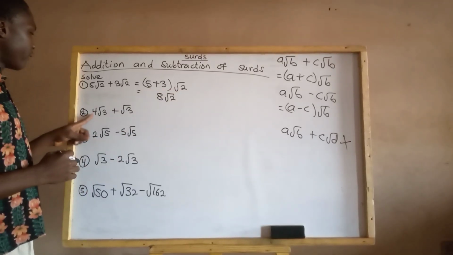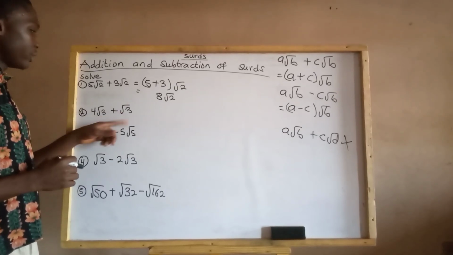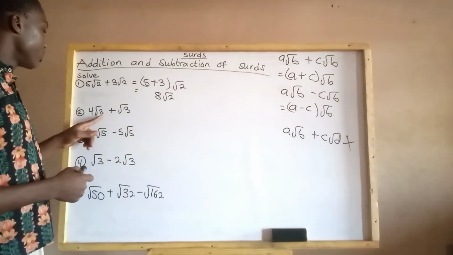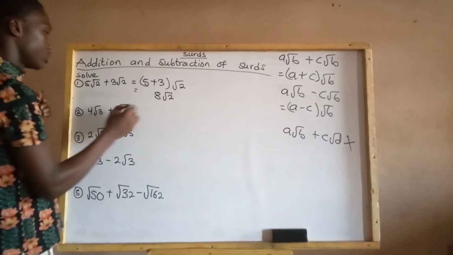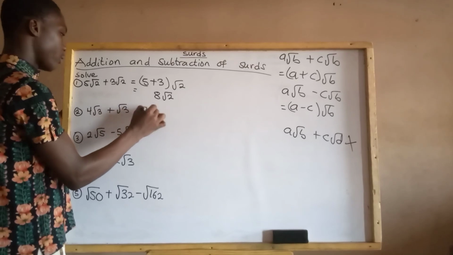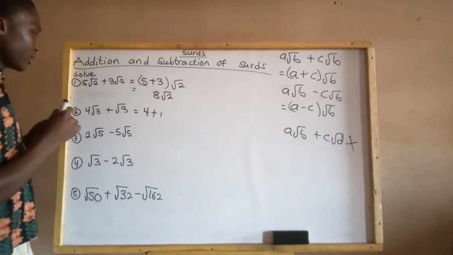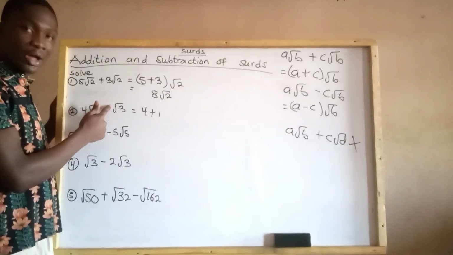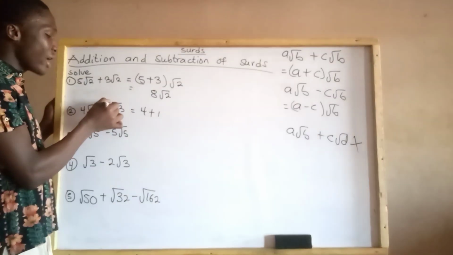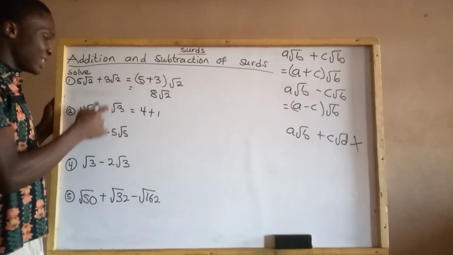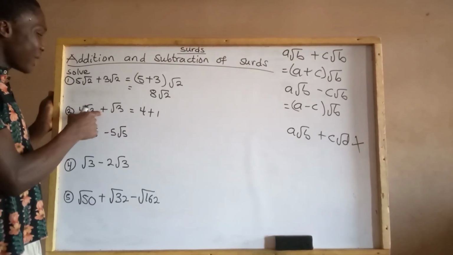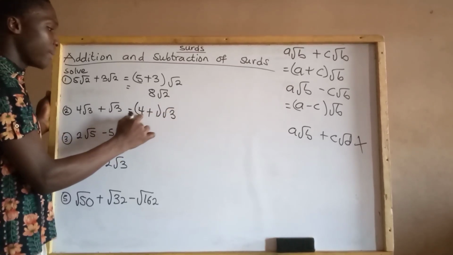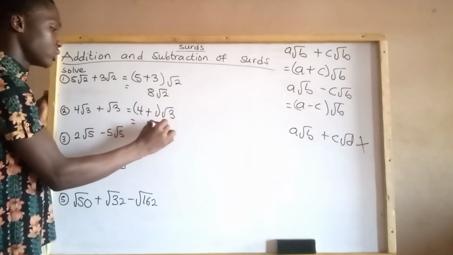Now we have 4 root 3 plus root 3. This one too, we can add them because they are of the same root. We have root 3 here and root 3 here. So we have 4 plus 1. Note that here, don't say there is nothing here, there is something here. We have 1, but the 1 is not written. We don't write 1 with a root. So 1 is here, but we don't write the 1. So we have 4 plus 1 root 3, giving us 5 root 3.